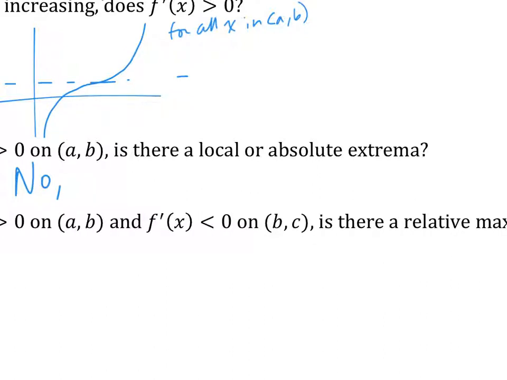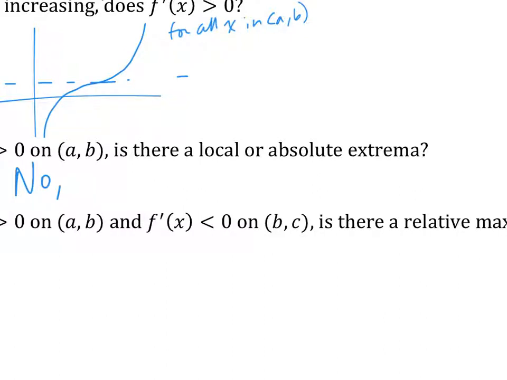If f prime is greater than 0 on (a, b), and f prime is less than 0 on (b, c), is there a relative maximum at x equals b? Okay, talk to your partner again. Between a and b, it's increasing. Between b and c, it's decreasing. Is there a relative maximum at b?